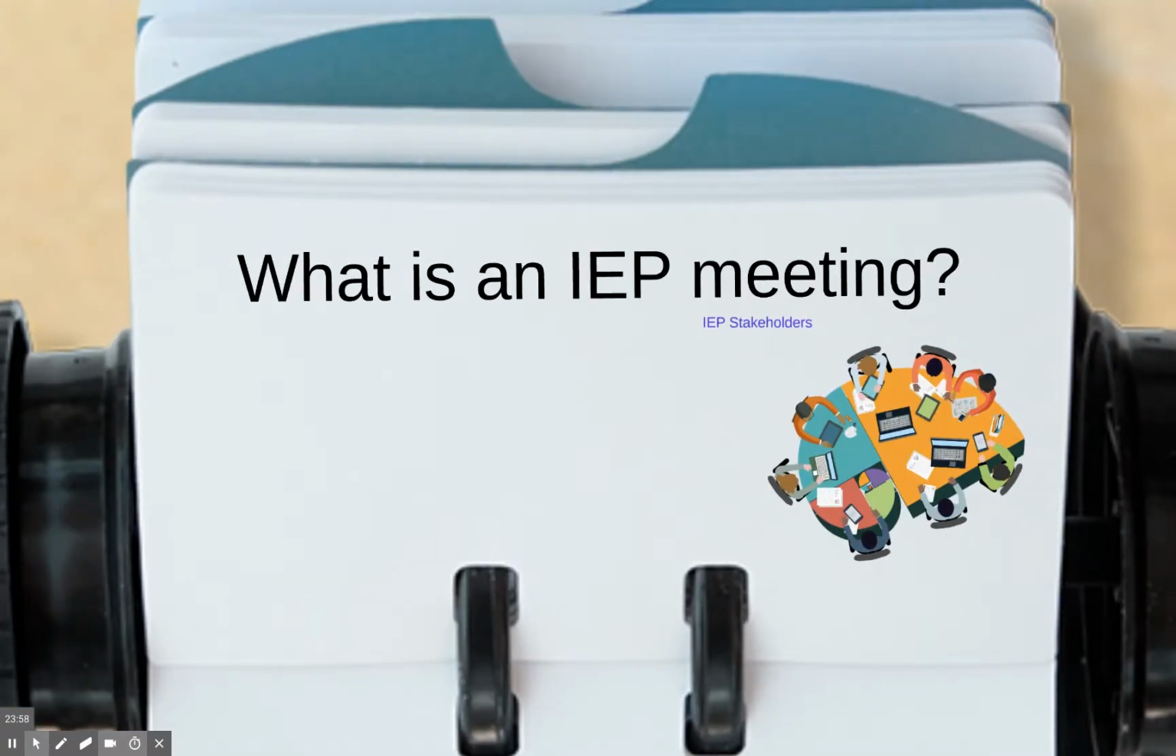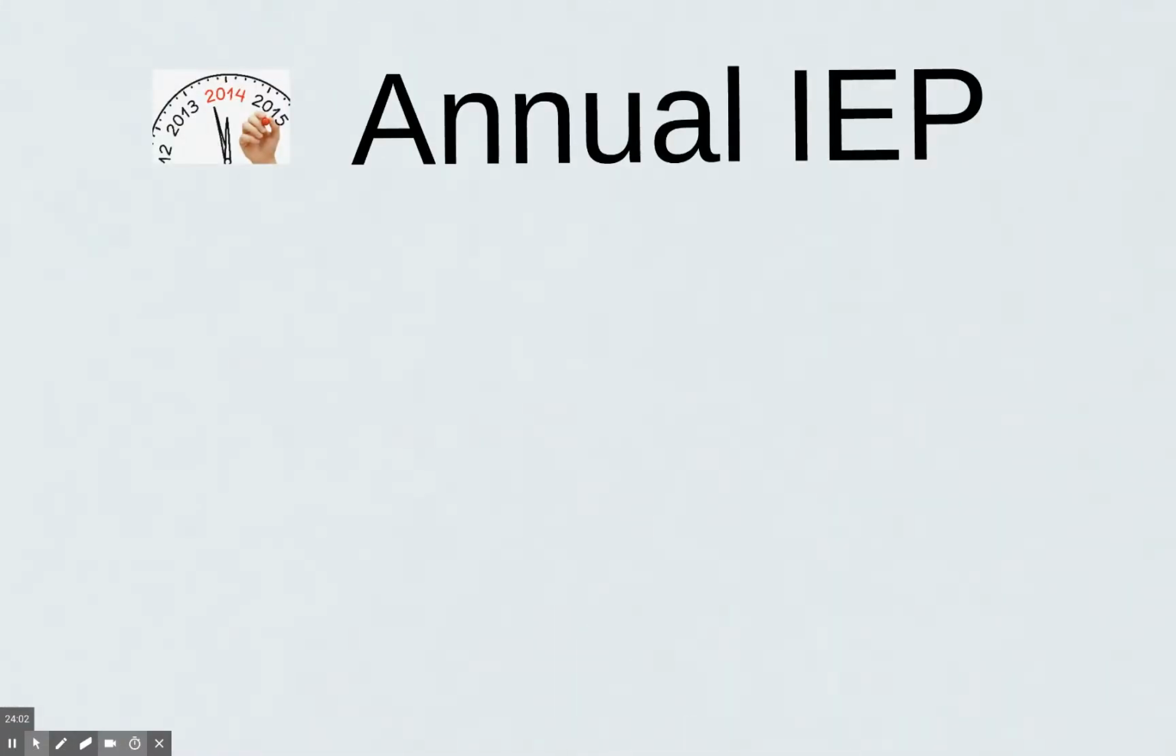So what is an IEP meeting? What should it look like? You have your annual IEP. So that's what happens every single year. And it's very, very important you stick with your timelines. So you can't have it go a day after that yearly date of when your last IEP was. You can do it earlier, but you can't do it later.